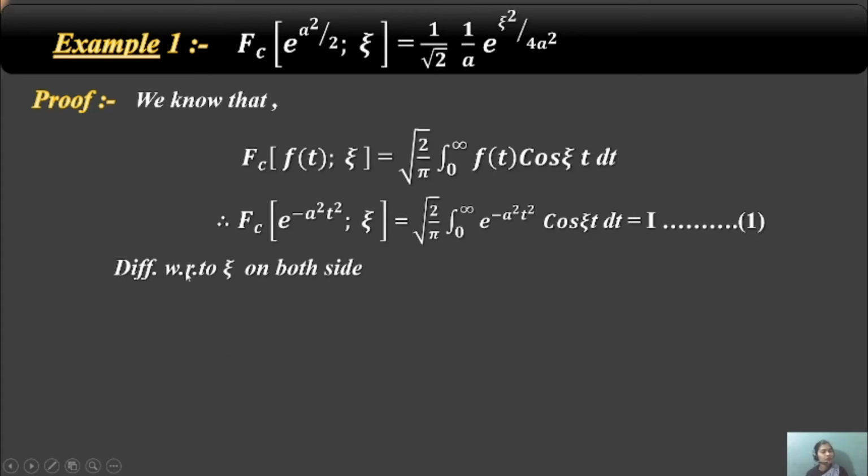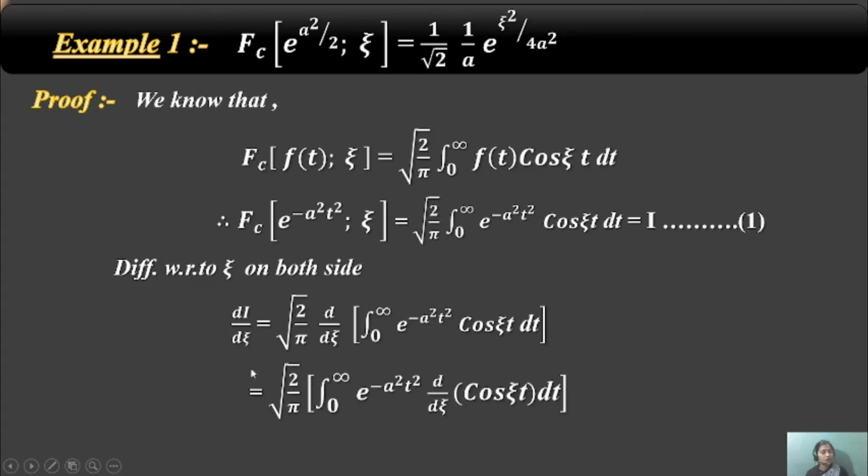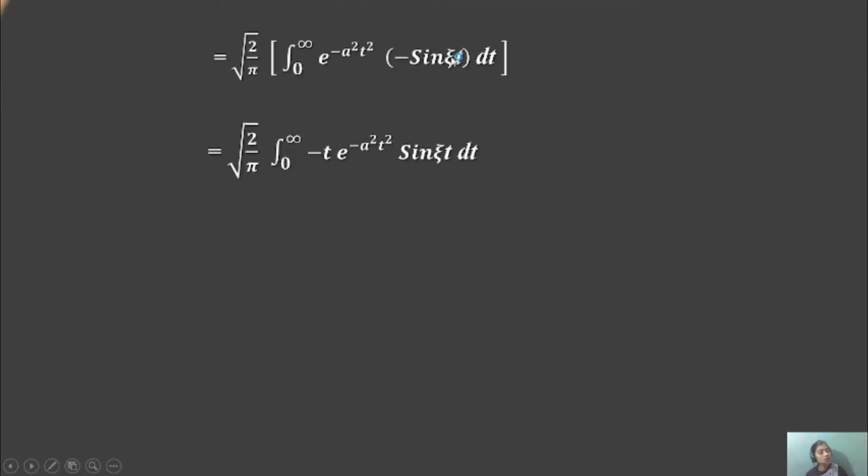Then we differentiate both sides of the equation. The equation becomes dI upon d xi equals square root of 2 by pi, d by d xi of the integral 0 to infinity, so square root of 2 by pi integral 0 to infinity e to the power minus a square t square times d upon d xi of cos xi t dt. Okay, what is the differentiation of cos? Minus sin xi t times t.